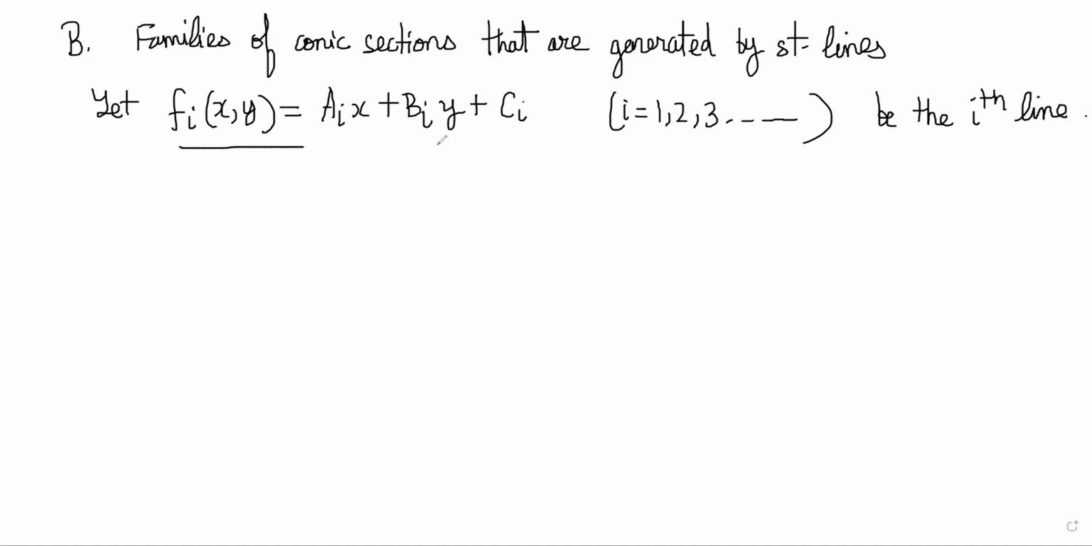So this is obviously a line equation. If you say f_i(x, y) equal to 0, then it will become a line equation. And you can represent multiple lines with this notation. When i is 1, it is the first line. When i is 2, it's the second line, and so on. So now we'll look at this family equation.